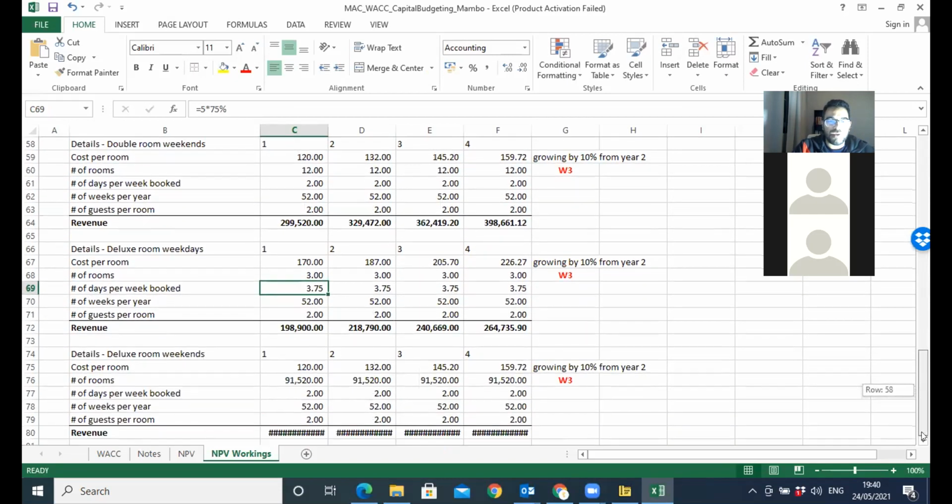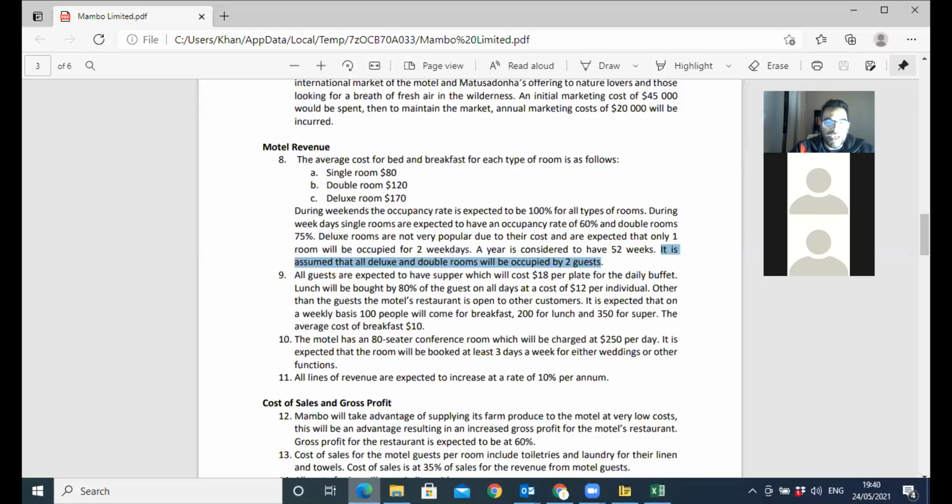Now we need to work out the number of weekdays, the number of days per week. This is a little bit tricky, so we need to think through it clearly. They're saying deluxe rooms are not very popular due to their cost, and it is expected that only one room will be occupied for 2 weekdays.